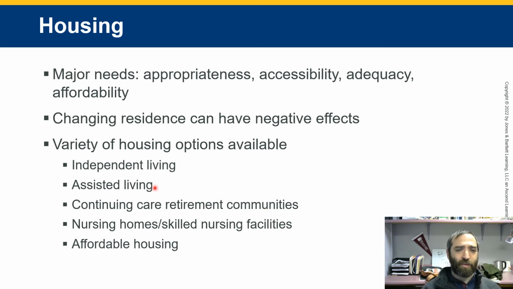So it's kind of similar to assisted living. It's just that I think of assisted living as being one unit, whereas retirement communities as being lots of different units. Nursing homes or skilled nursing facilities, I believe those are just two terms for the same thing.